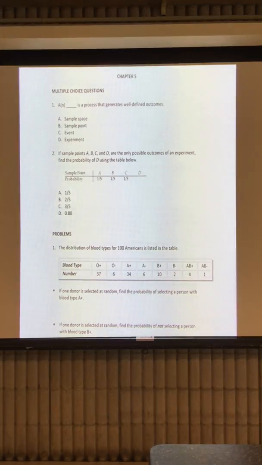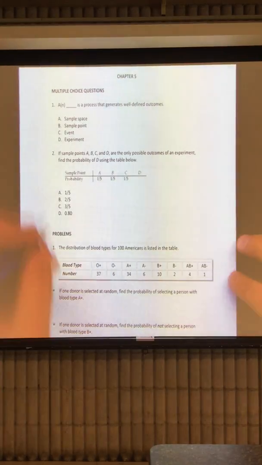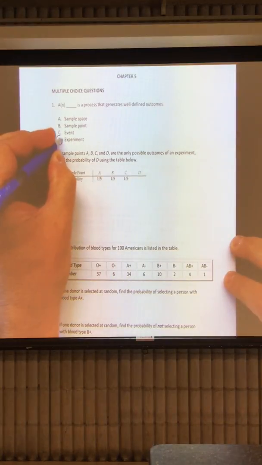Let's go to see the exercises for chapter 5. Let's start with multiple choice 1. An experiment is a process that generates well-defined outcomes. So the correct answer is D.